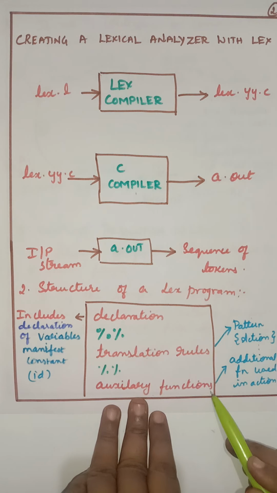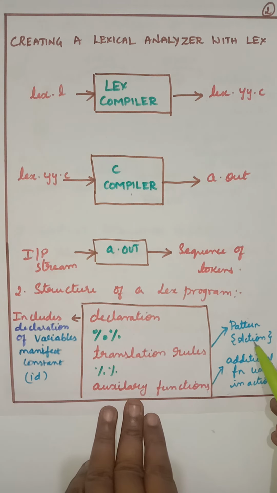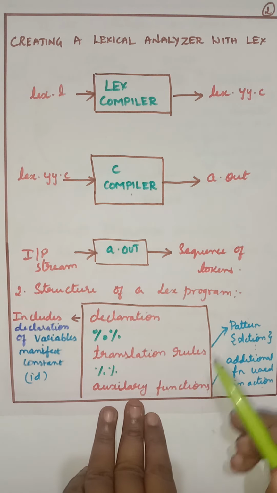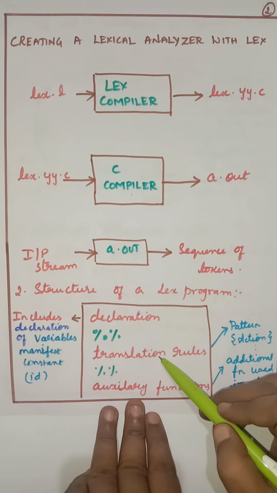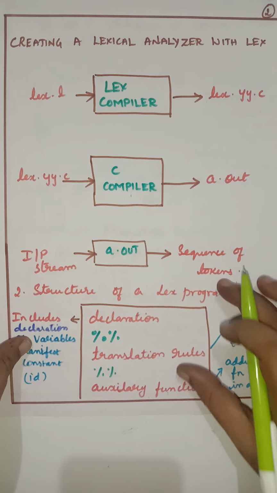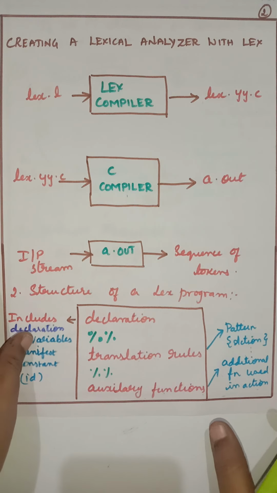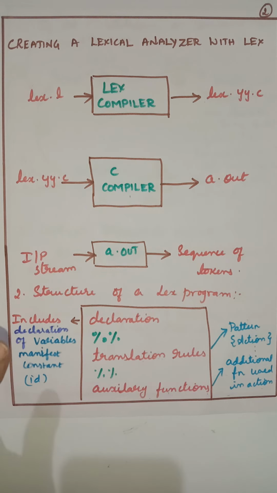And then the auxiliary functions are the additional functions used in actions. For these actions, whatever additional functions you are using will be defined in the auxiliary functions. So remember, it must start with the declaration, followed by the translation rules, and then followed by the auxiliary functions. This is the structure of the lex program. The remaining concepts, the third and fourth, we'll see in the next video. Thank you.